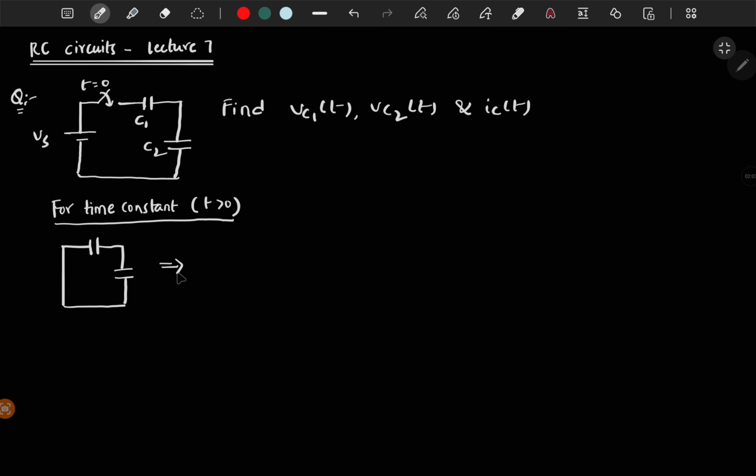So C1 and C2 are in series, right? You will get the equivalent capacitance as C1 C2 by C1 plus C2, in series with a 0 ohm resistor, since the source is shorted. So if you look across the capacitor terminals, you have 0 ohms. So you will get a time constant of 0. It means there is a sudden change of voltage in the capacitor. If the time constant is 0, it means sudden change of voltage. This is one way of saying it.